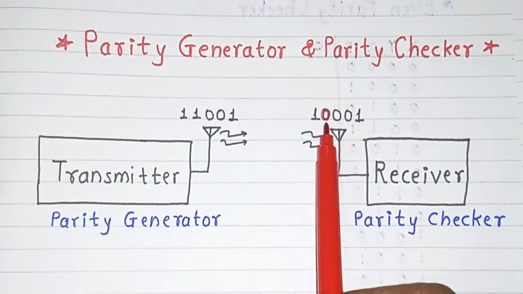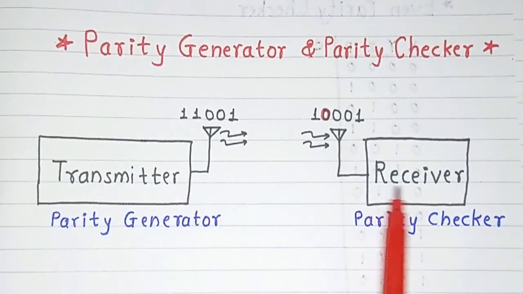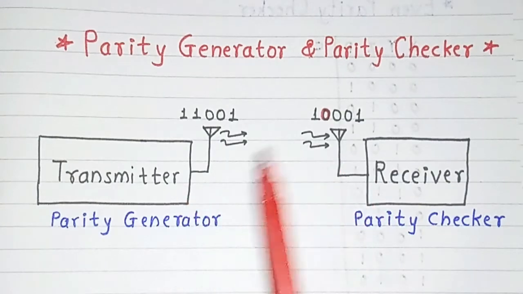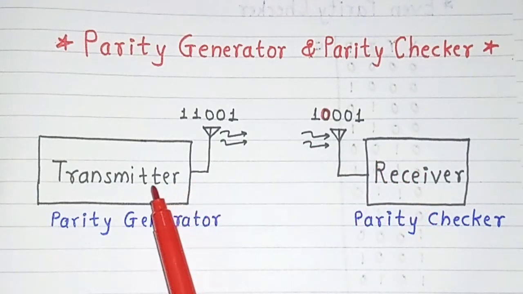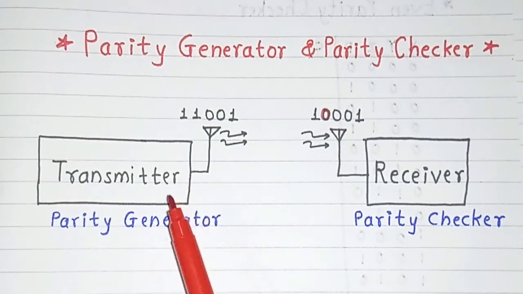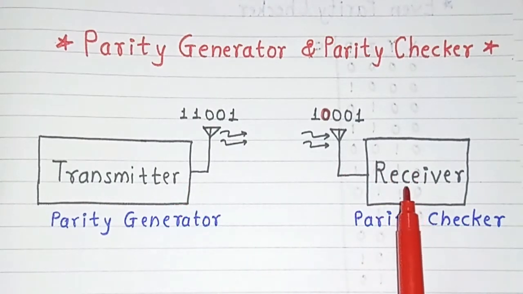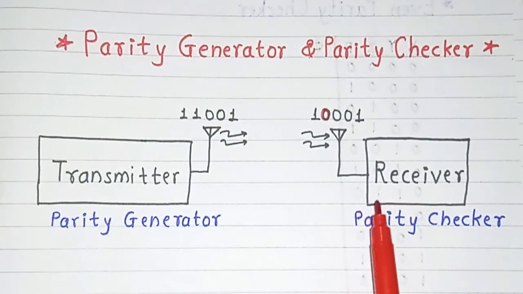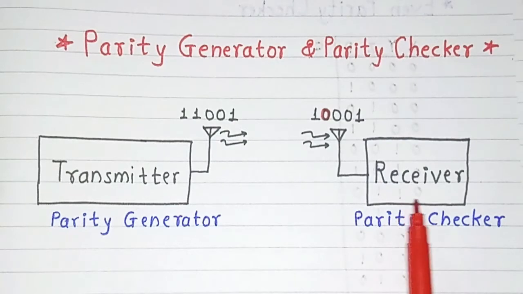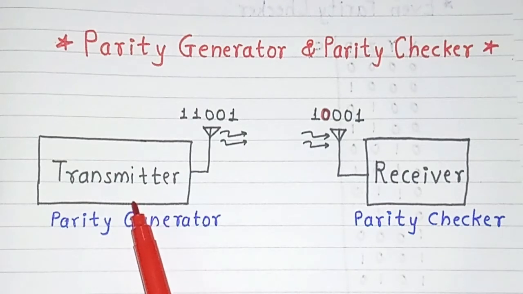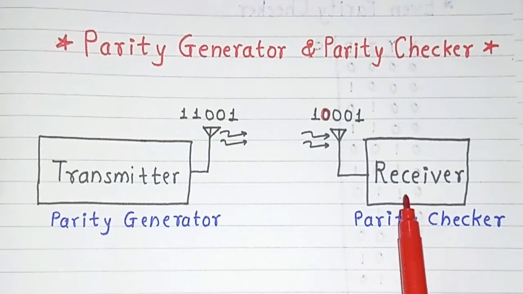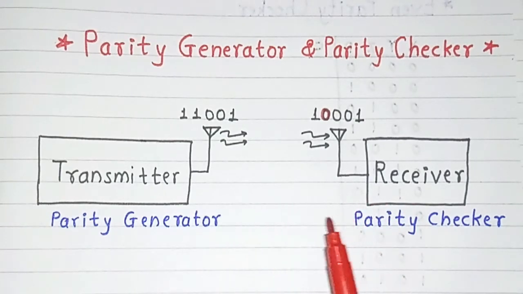Considering that the transmitter is sending 11001 to the receiver and the receiver receives 10001, here the second bit is changed. The transmitter and receiver have the same kind of parity generator and parity checker. If the transmitter is sending the message using even parity, then the receiver has to receive the data and check whether that even parity data is received or not. The parity generator takes place at the transmitter side and the parity checker is done at the receiver side. So this is just the introduction about the parity generator and parity checker.